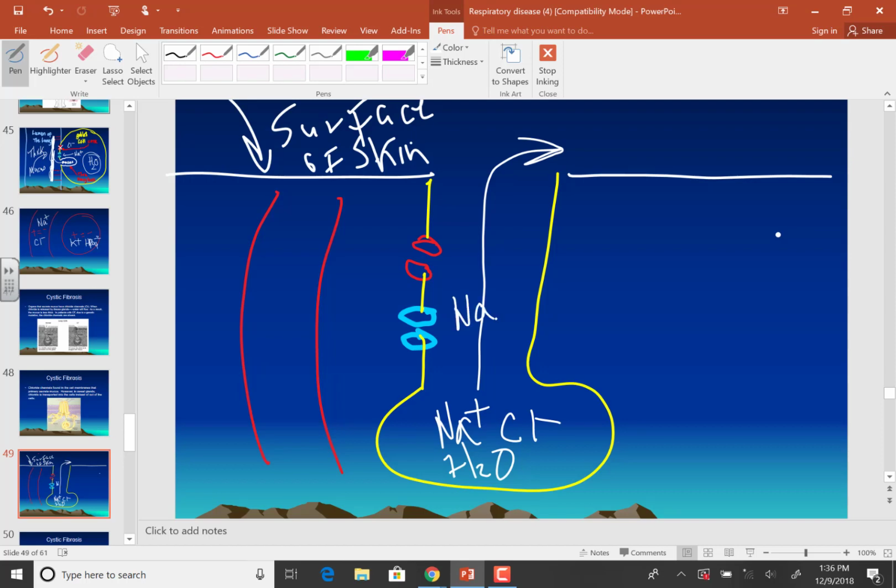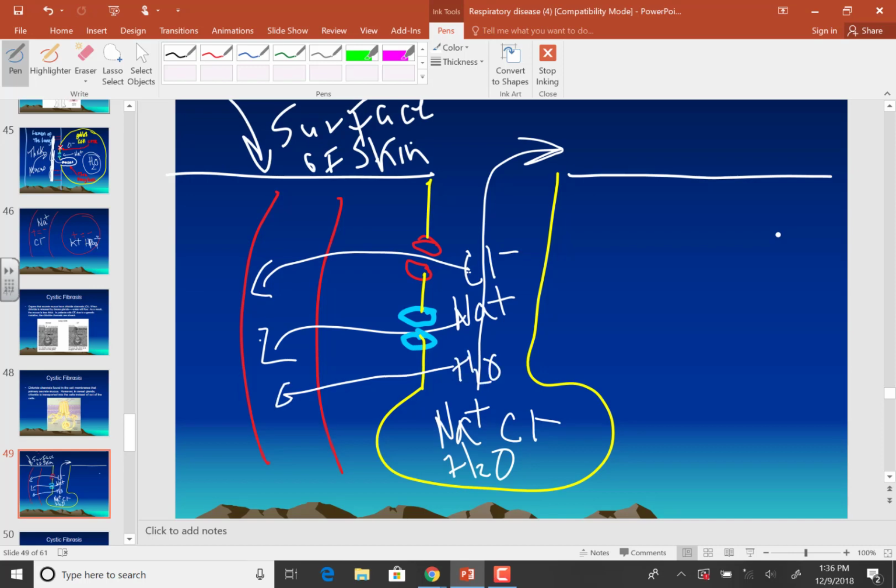As that salt is traveling through the sweat duct, some of it will get reabsorbed back into the blood. So chloride gets reabsorbed back into the blood, and then to maintain the law of electroneutrality, sodium will get reabsorbed back into the blood, along with a little bit of water. But most of the sweat water ends up on the surface of the skin.